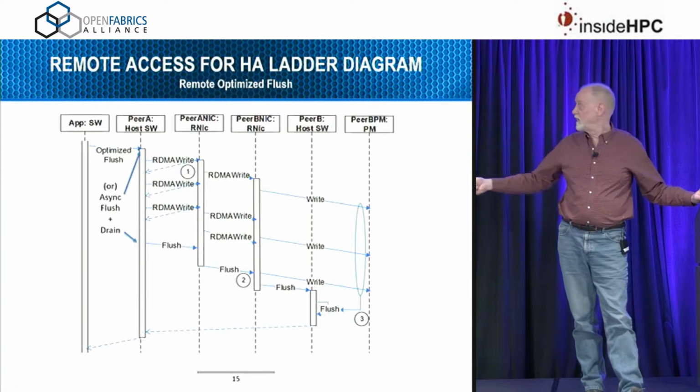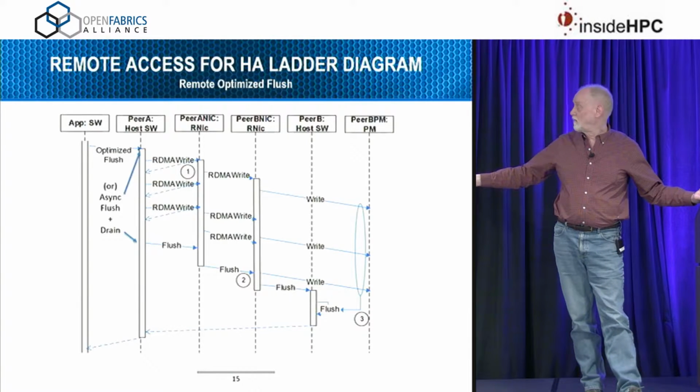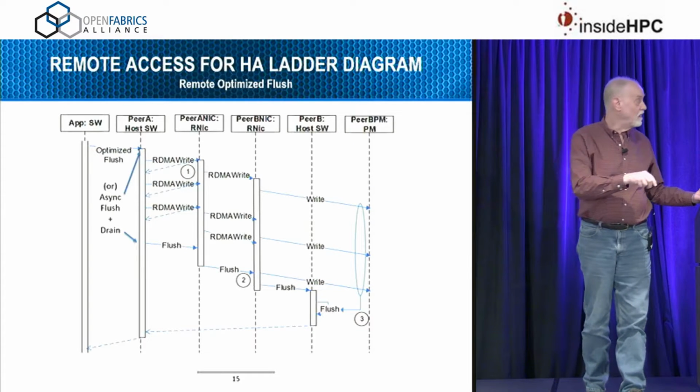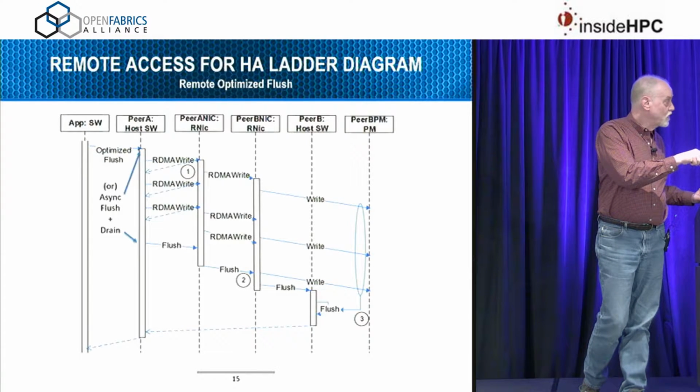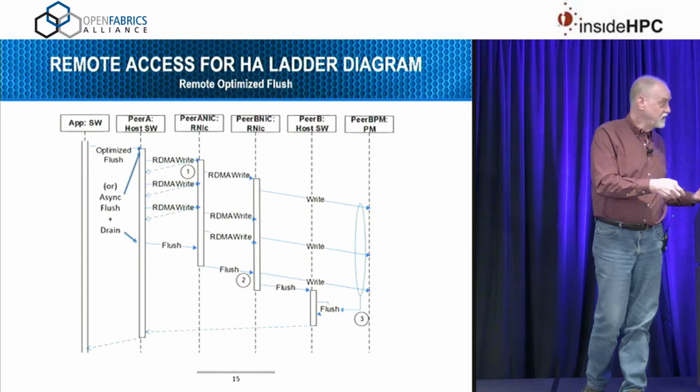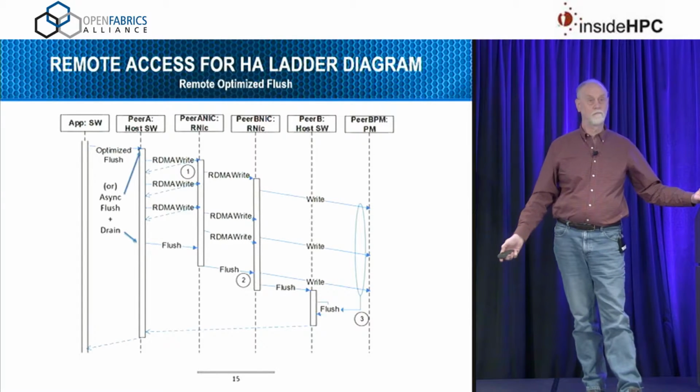So this is roughly the ladder diagram. But you can see here that the RDMA writes are sent on the wire and become local writes to memory, where that little lasso tries to grab them all. And that lasso makes sure that those local memory writes are complete before it allows the flush to complete.